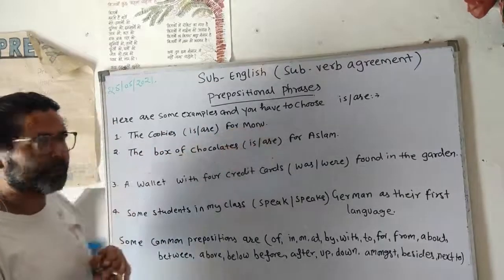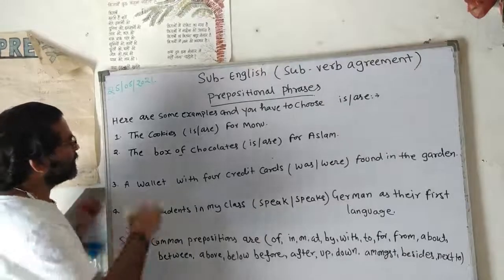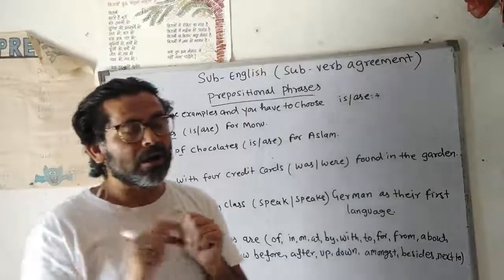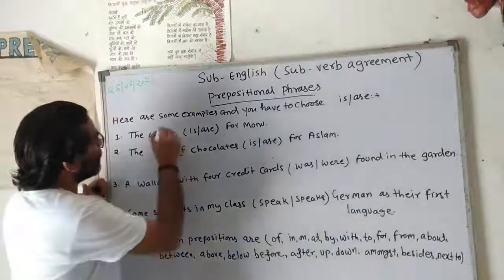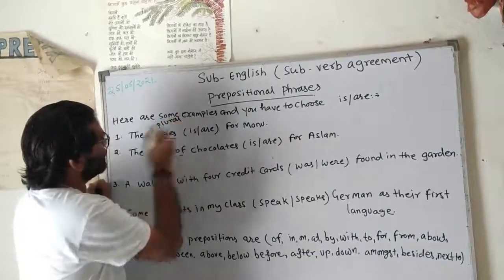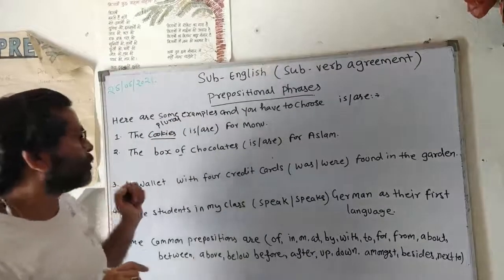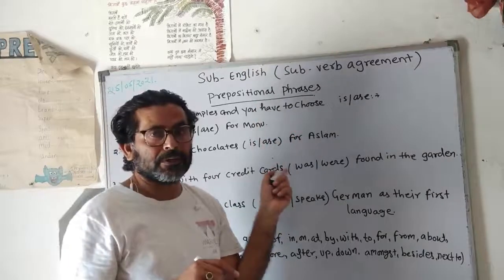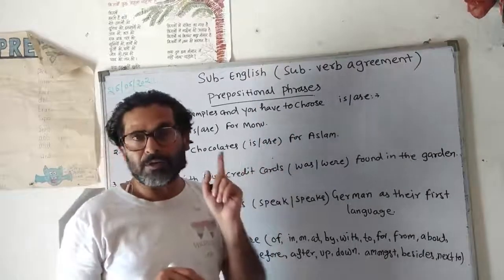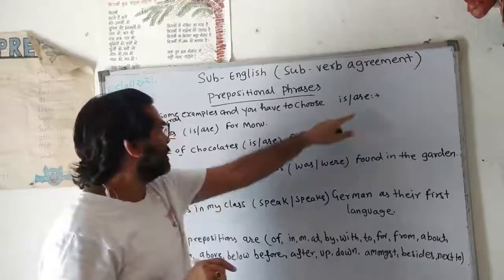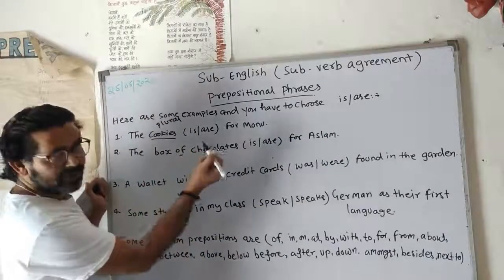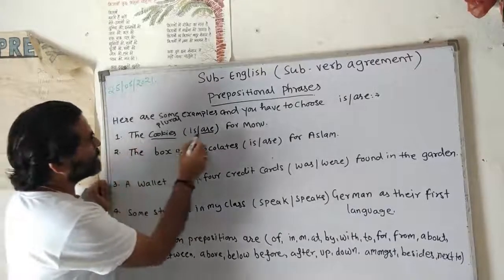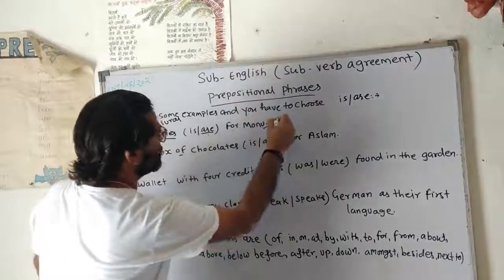So what do you see over here? What is the subject in this sentence? Cookies is the subject. And is cookies a singular subject or a plural subject? Cookies is a plural noun, a plural subject. So what do we use with a plural noun or plural subject? Are. Remember, we learned in our first video, we always use are with a plural noun, plural subject or plural pronoun. So Are would be the correct verb in this sentence. So the cookies are for Mono. This is our simple sentence.